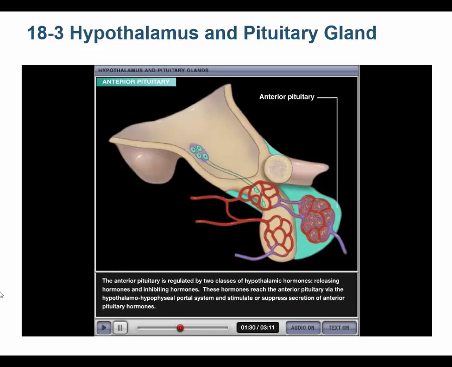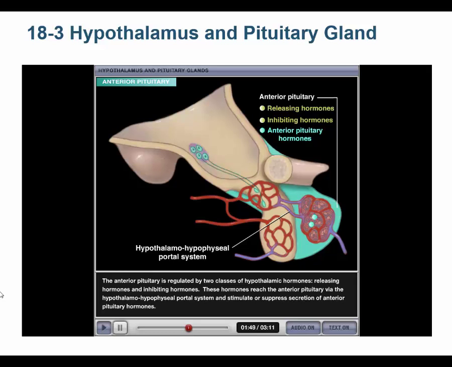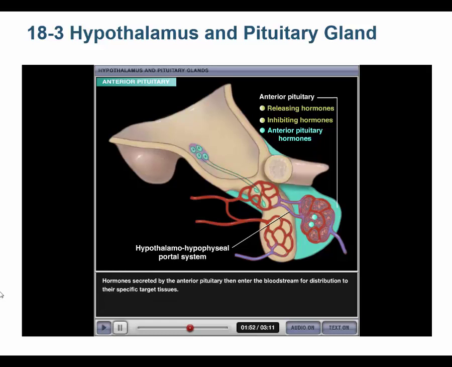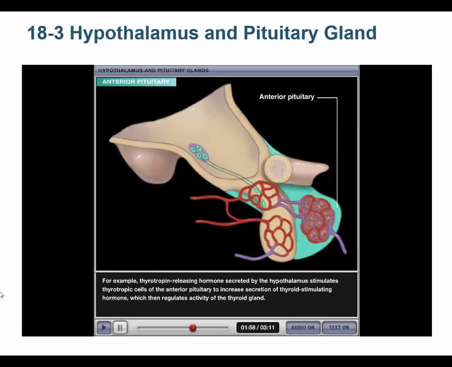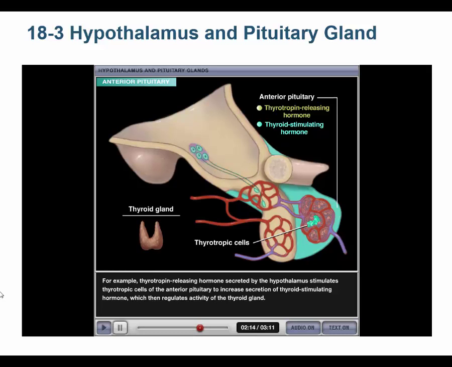The anterior pituitary is regulated by two classes of hypothalamic hormones, releasing hormones and inhibiting hormones. These hormones reach the anterior pituitary via the hypothalamo-hypophyseal portal system and stimulate or suppress secretion of anterior pituitary hormones. Hormones secreted by the anterior pituitary then enter the bloodstream for distribution to their specific target tissues. For example, thyrotropin-releasing hormone secreted by the hypothalamus stimulates thyrotropic cells of the anterior pituitary to increase secretion of thyroid-stimulating hormone, which then regulates activity of the thyroid gland.